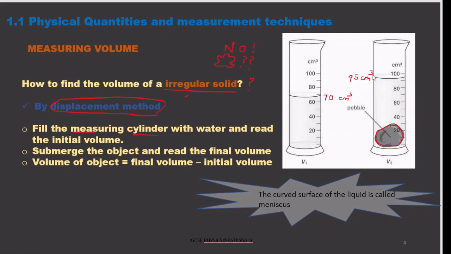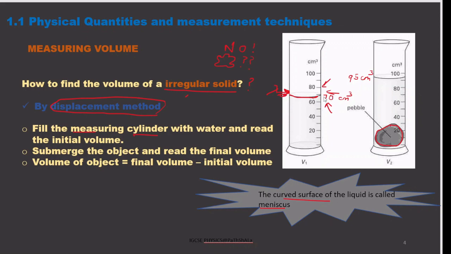Now the most important point to note here is, how will you take this reading? Will you look from the top? Will you look from the bottom, or from where? The correct way to read the reading is to look perpendicular. Your eye should lie here. You should look perpendicular. If you see here, what is written is, the curved surface of the liquid is called meniscus. If you see this curved surface of the liquid, this is called meniscus. So make sure that you read the reading perpendicular to this.